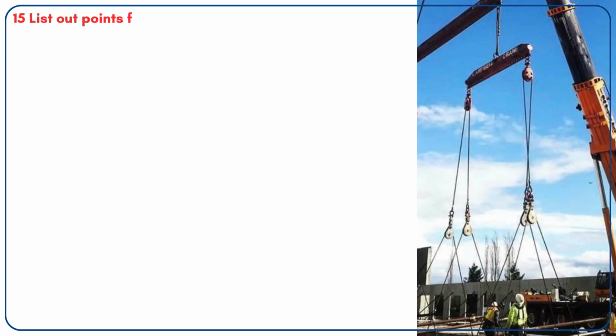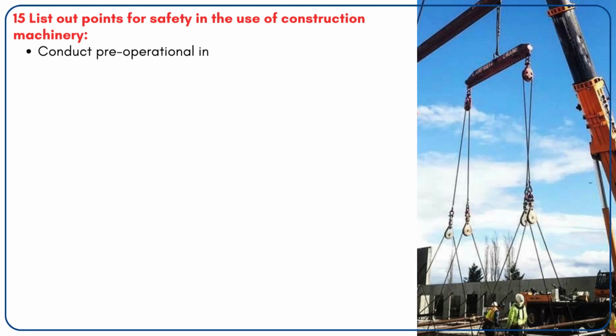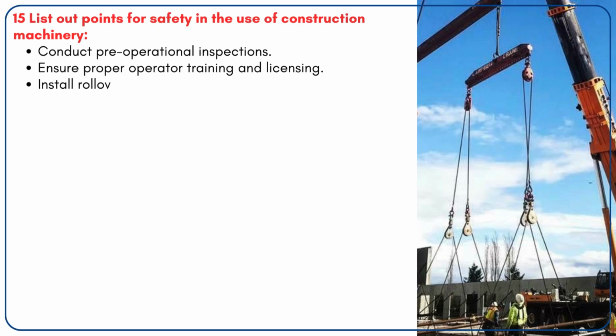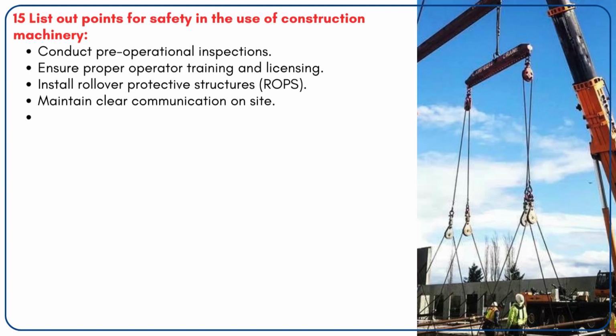15. List out points for safety in the use of construction machinery. Conduct pre-operational inspections. Ensure proper operator training and licensing. Install rollover protective structures, ROPS. Maintain clear communication on site. Use spotters for blind spots.